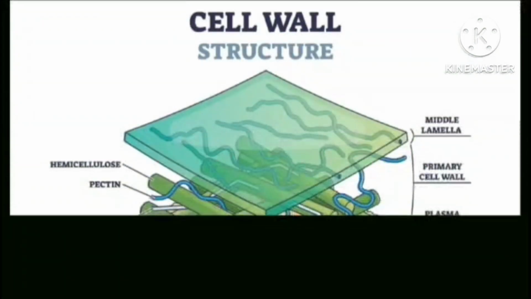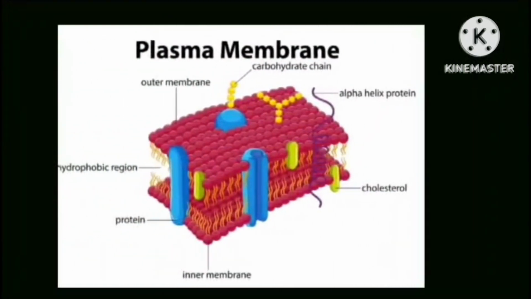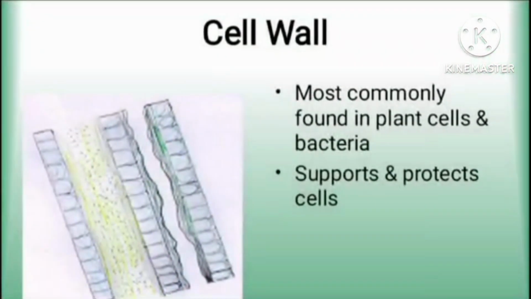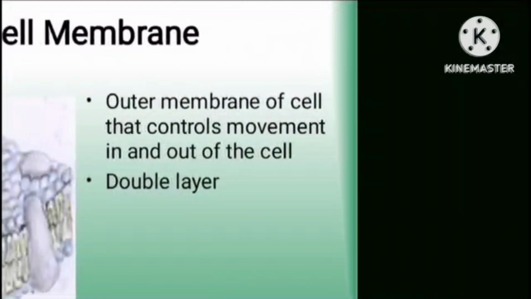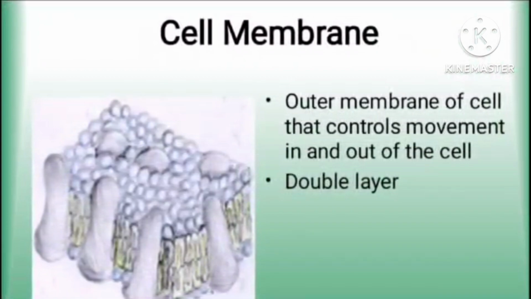First one is the cell wall that surrounds the cell, and this cell wall is mostly found in plant cells and bacteria. In animal cells the cell wall is absent, only the cell membrane, or plasma membrane, is present and surrounds the cell. The function of the cell wall is to give support and protection to the cell. The cell membrane is present in animal cells, and it is the outermost cover of the cell. It controls the movement in and out of the cell.